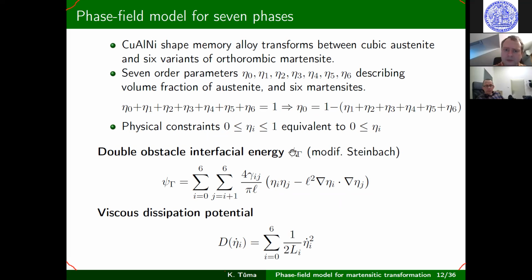And we are using the double obstacle potential or some type of double obstacle potential. So we need to satisfy the physical constraint that the eta i's are volume fractions, so they are between zero and one. In this case, when you compute eta zero from eta one to eta six, this is equivalent to the fact that all eta i's are greater or equal to zero. So it is enough to have just one inequality, not a two-sided inequality.